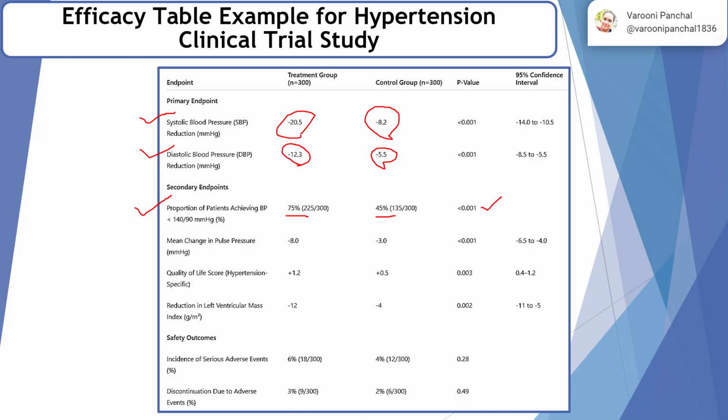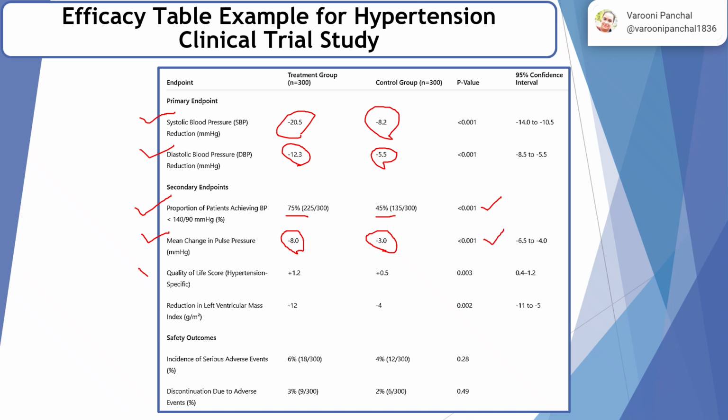Mean change in pulse pressure. Pulse pressure is SBP minus DBP. Reduction is associated with cardiovascular health. A greater reduction in pulse pressure in the treatment group, minus 8.0 millimeters of mercury versus minus 3.0 millimeters of mercury, suggests an improvement in overall vascular health.